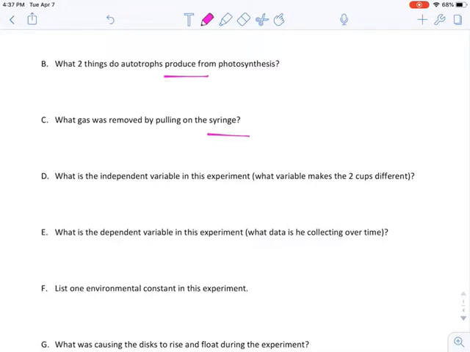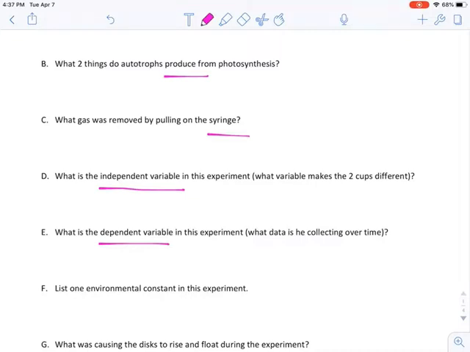But what I really want you to look at and focus on is, can you identify the independent and dependent variables in this experiment? The independent variable is the one thing that the teacher is manipulating and controlling and making different between different experimental groups. And the dependent variable, of course, is the data that he is collecting during the experiment. What is changing over time?